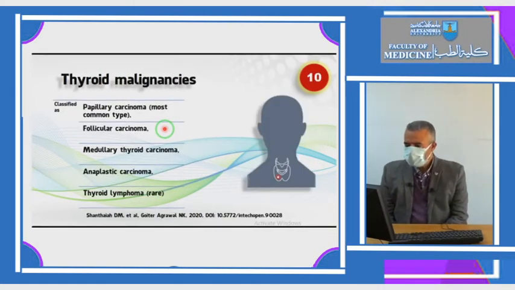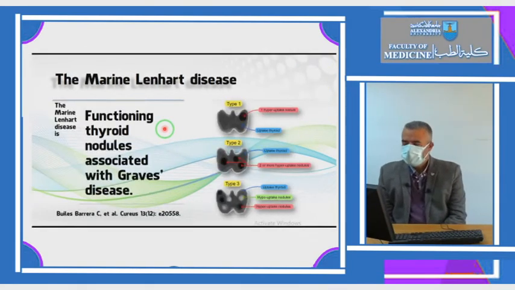The 10th cause of goiter is thyroid malignancies, which can be classified as either papillary, follicular, medullary, anaplastic, or thyroid lymphoma, with the papillary being the most common and thyroid lymphoma being the rarest. We have the so-called Marine-Lenhart disease, which is a combination of functioning thyroid nodules associated with Graves' disease.